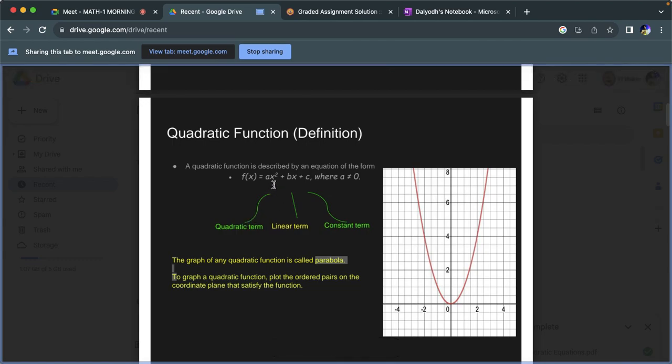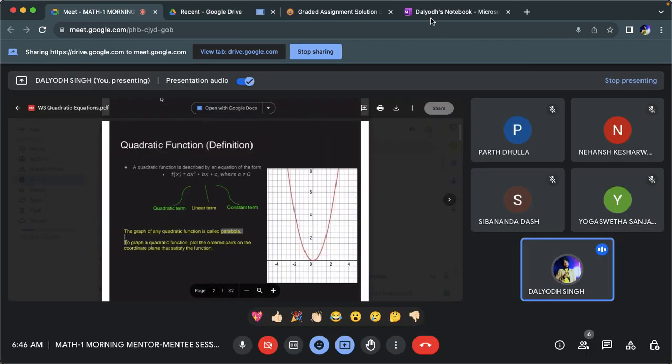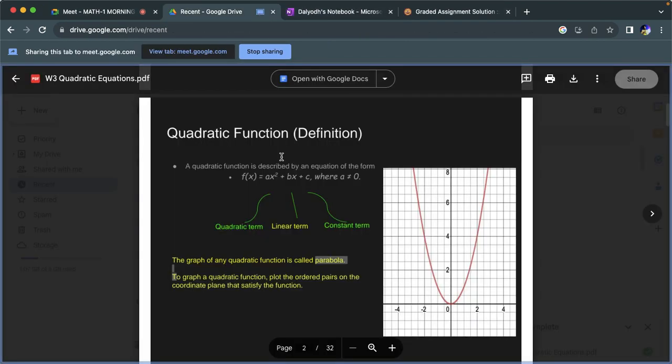It's just a polynomial. So what is a polynomial? Can somebody tell me, please? What's the mathematical definition of a polynomial?